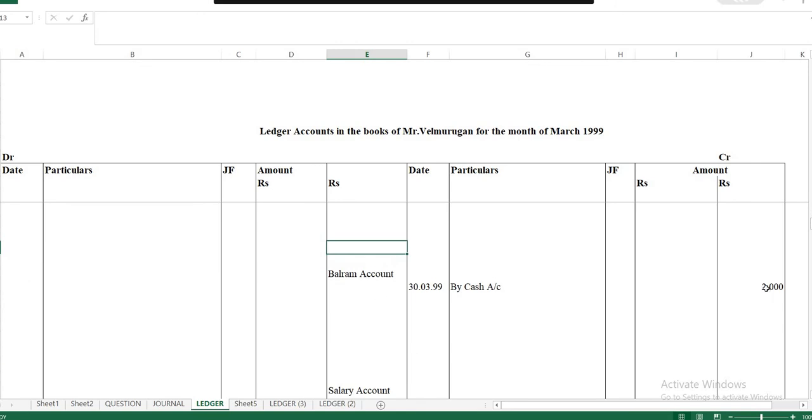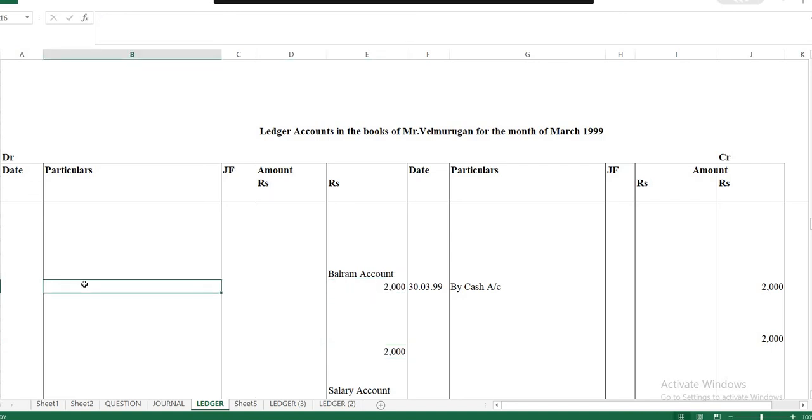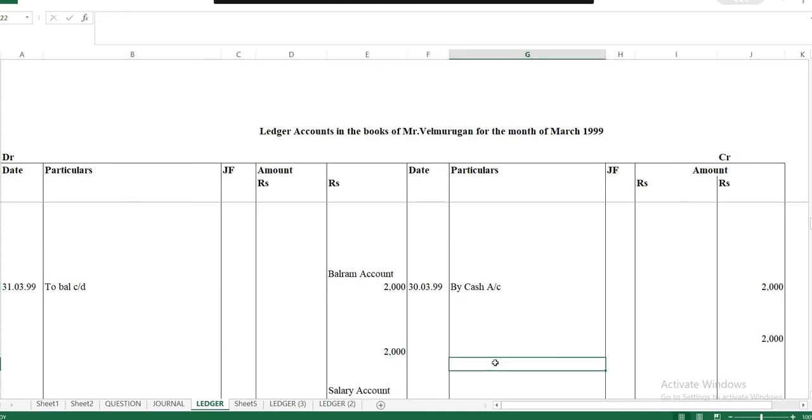Similarly, Balraman account, this side you have. When you post the Balraman account, on this side you have to mention 2,000. Here also 2,000. Here you have to put that same 2,000 rupees. This will be to balance carried on; take care of that. To balance carried on, that is 31st of March 99. So the same 2,000 comes as by balance brought down on this side. There to balance carried down, here by balance brought down. So 2,000 rupees; take care of the date, 1st April 99.